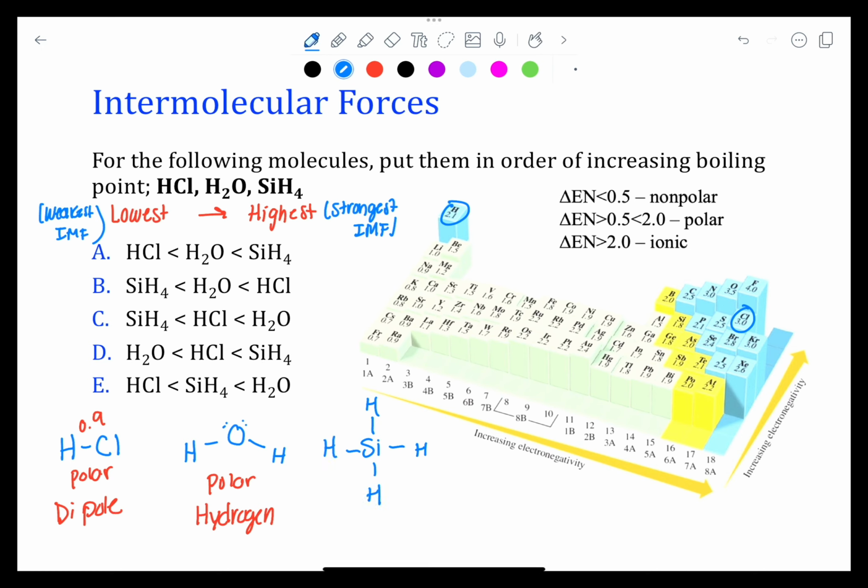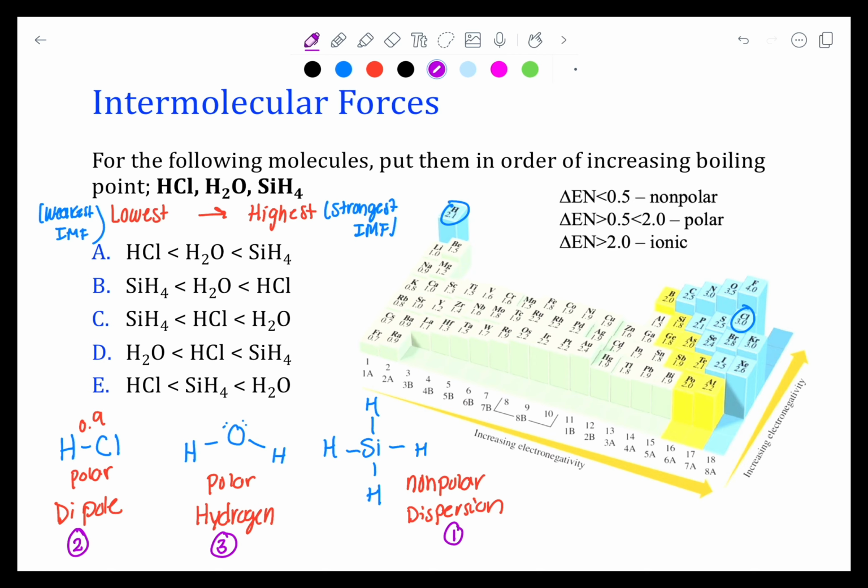That's going to be a non-polar molecule, so it's going to have dispersion. If we want to put it in order, our weakest intermolecular force is dispersion, so that comes first in our lineup. So SiH4 is number 1. Then comes dipole-dipole, second in our answer. And our strongest is hydrogen bonding, which comes third.